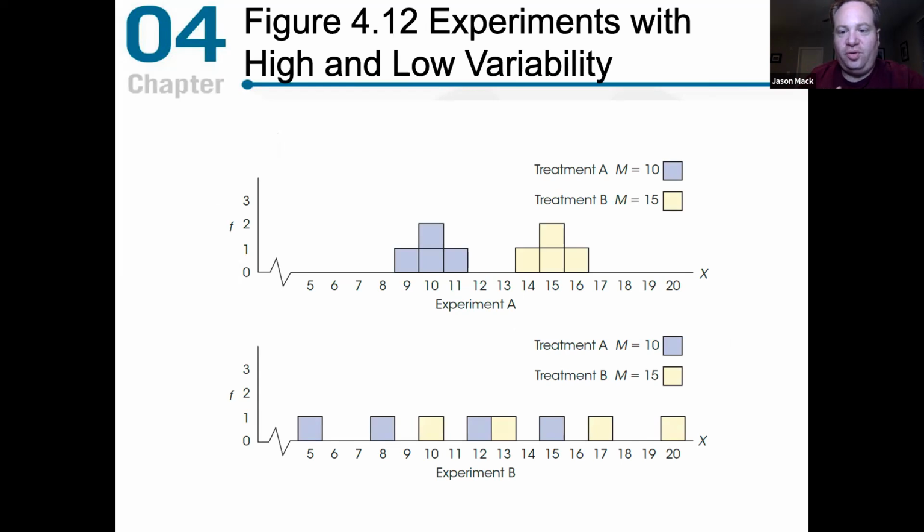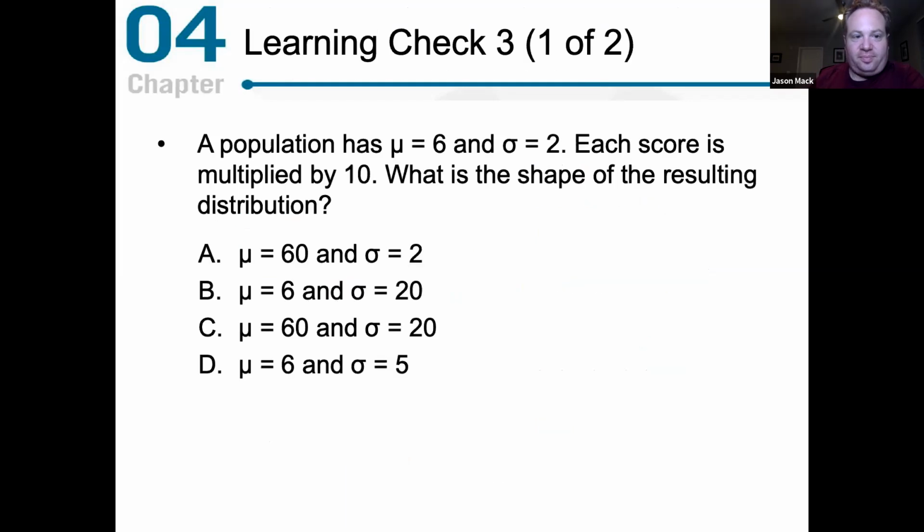Figure 4.212, graphs showing the results from two experiments. In experiment A, the variability is small, and it's easy to see the 5-point mean difference between the two treatments. In experiment B, however, the 5-point mean difference between treatments is obscured by the large variability.